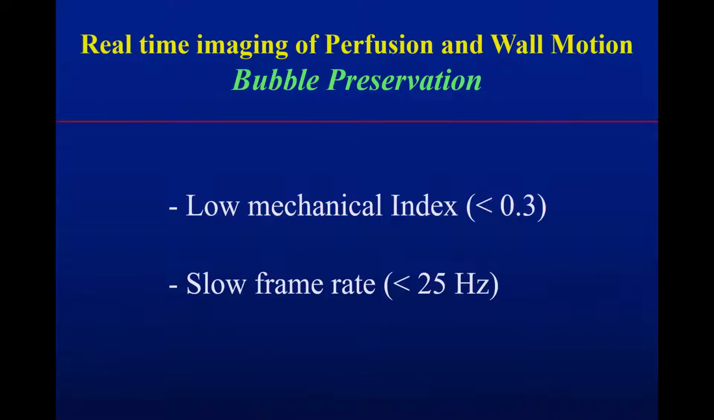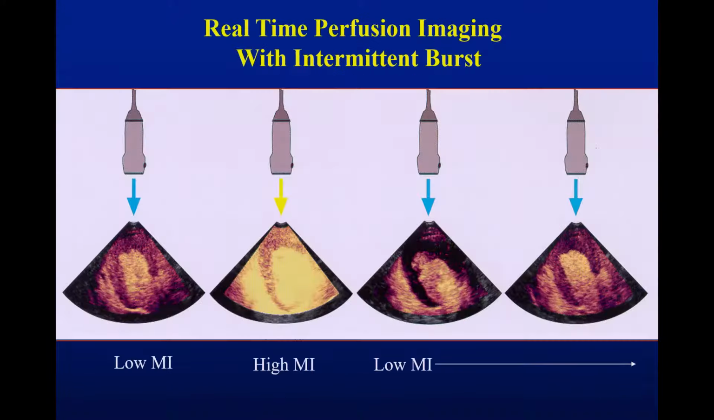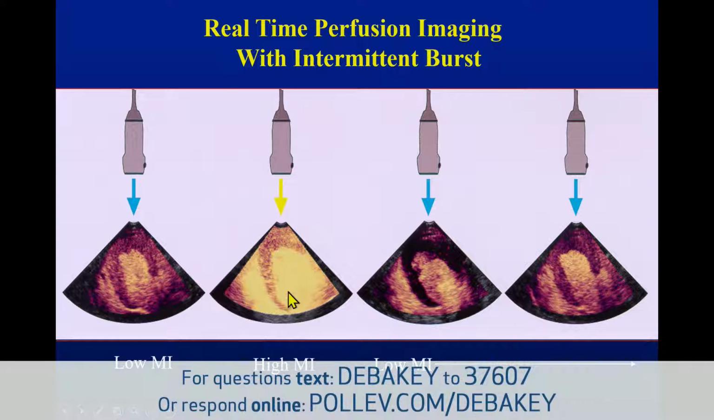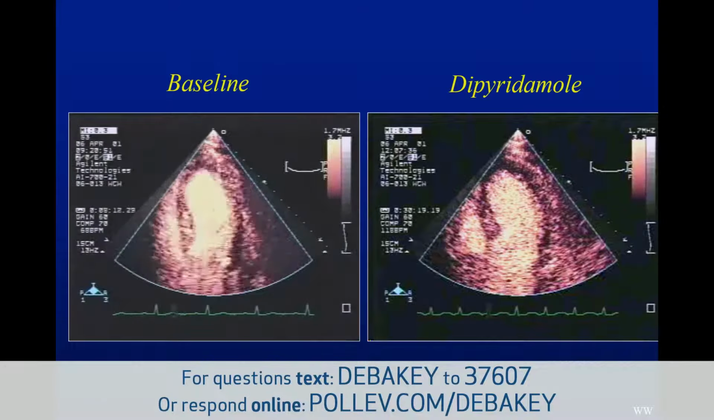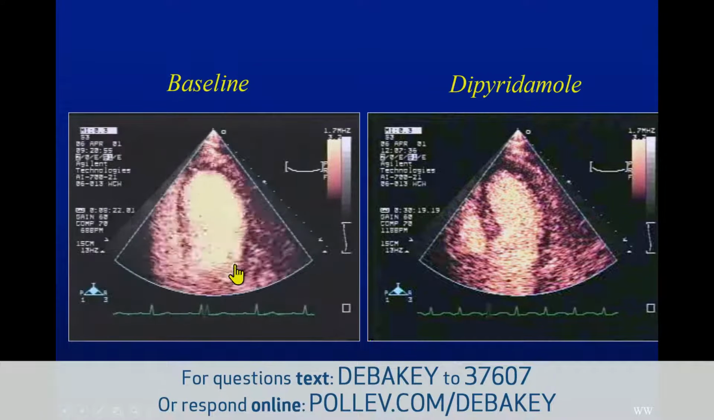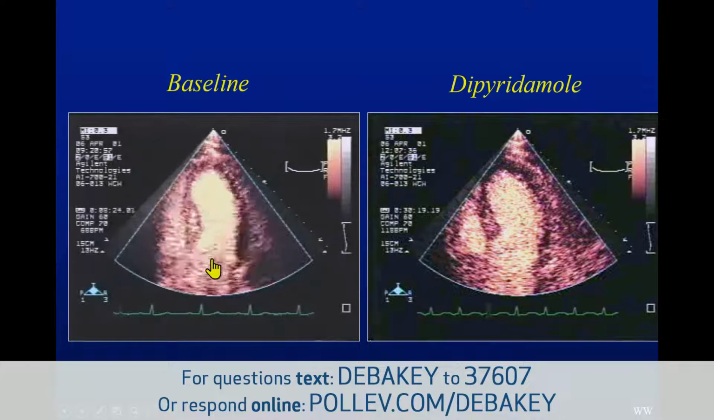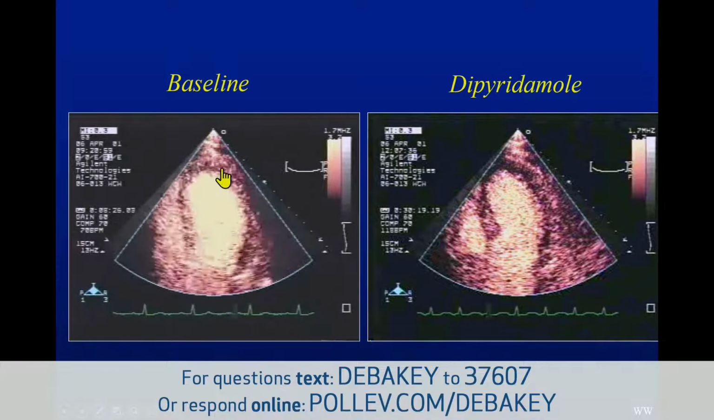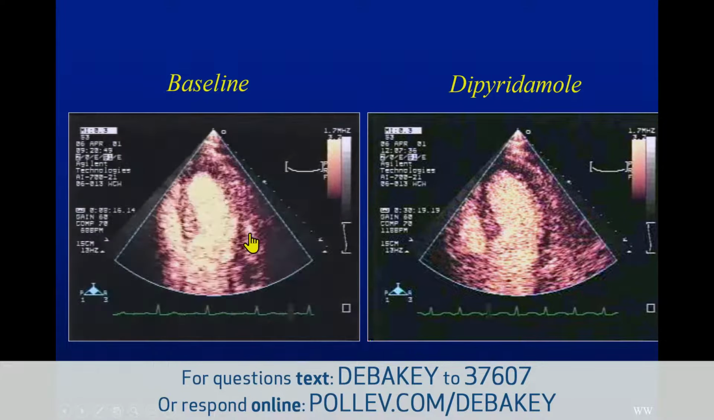So you have to use a lower mechanical index and a slow frame rate to be able to do that. And you could destroy these by having a little burst of a high mechanical index and watch it gradually fill in. See here how dark it is, and gradually fill in, and can tell you about myocardial blood flow in those situations. I'll share with you an older study here. This is destruction, replenishment, and you'll see the replenishment coming back slowly in the myocardium.